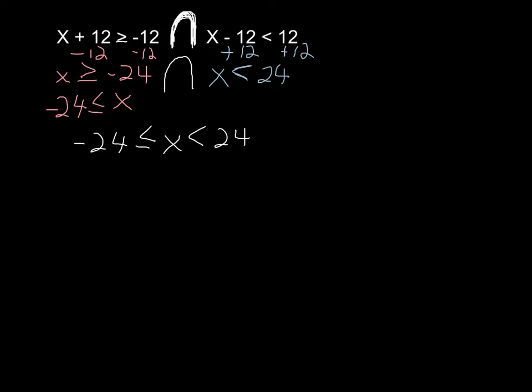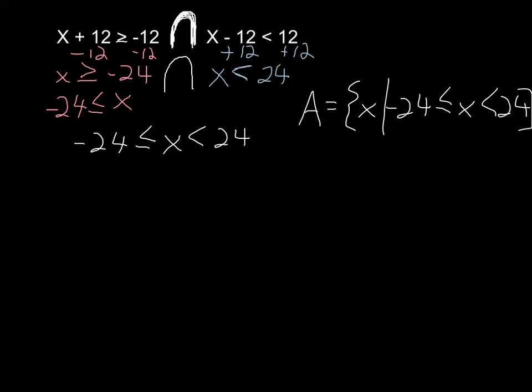If we want to quickly jot down the set notation, we just say A is equal to {x such that negative 24 is less than or equal to x is less than 24}. And we can do that because we just stick the compound inequality right inside. So how do we do this on a number line?